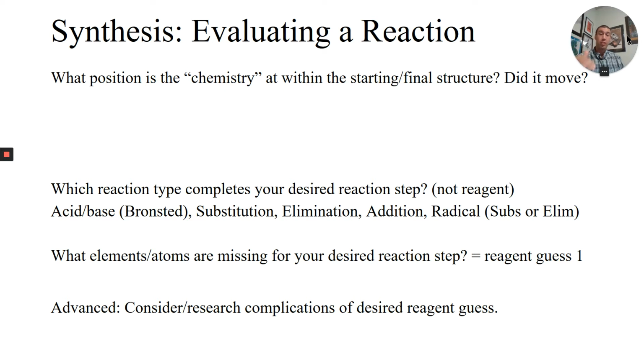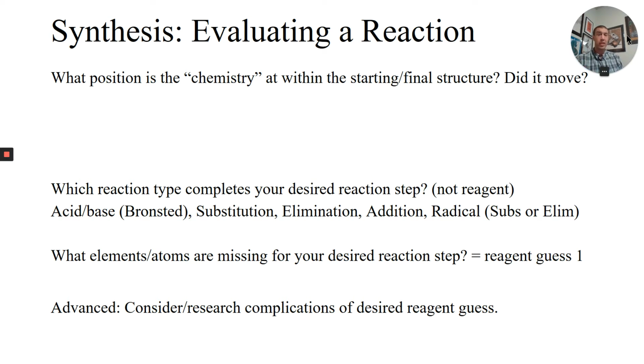Which then moves us to the next part. When we're looking at a reaction, we're looking at reactants and products typically. Think about the elements or atoms that are missing. Okay? If they're missing, those would have to show up in a reagent. And so that can help us move through a synthesis example.